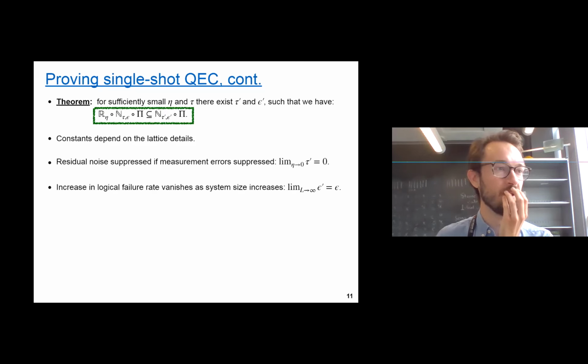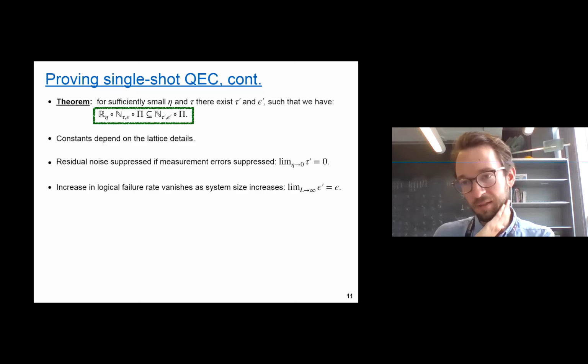And then also, obviously we can't completely remove the noise from the system. The important thing is that as we increase L, the size of the code, we can make the failure rate after applying our recovery operator the same as the failure rate that would have been there anyway. So we haven't increased the probability of failure at all, which is sort of the best you can do.